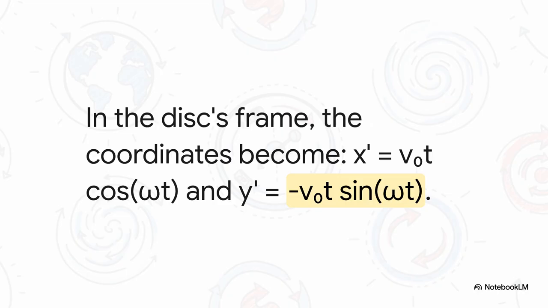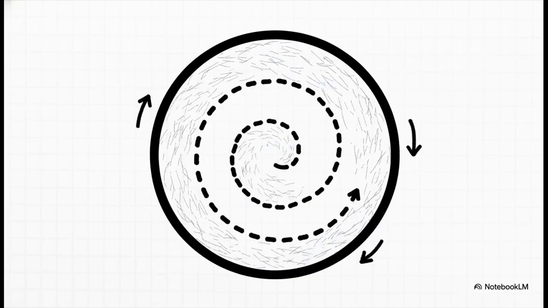Just imagine the x and y axes painted on the disk, we'll call them x prime and y prime, are spinning around. The angle they've rotated at any time t is just omega times t. So, we use the standard equations for rotating coordinates, and we get these expressions for the particle's position as seen from the disk. And what does this math actually mean?